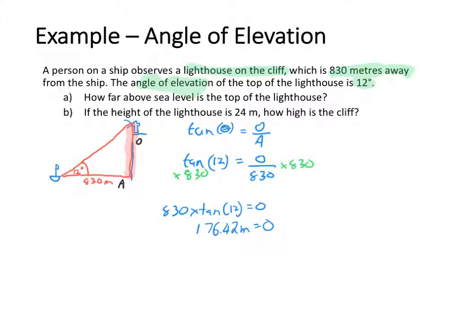So now to answer part B, it says if the height of the lighthouse is 24 meters, how high is the cliff? So the cliff height is going to equal 176.42 minus the height of the lighthouse, which is 24. So the cliff height is equal to 152.42 meters. So that is an example of how I can use angle of elevation to solve a problem.